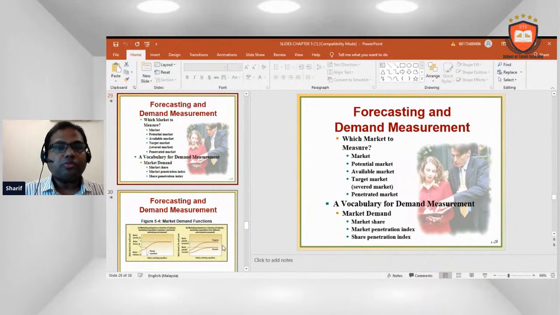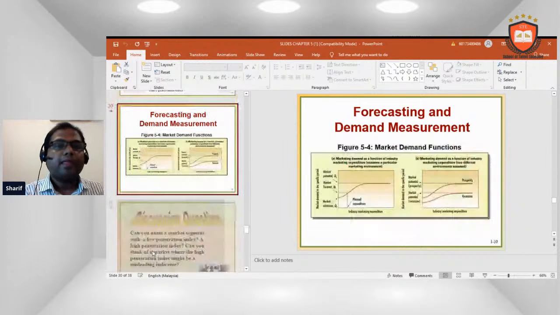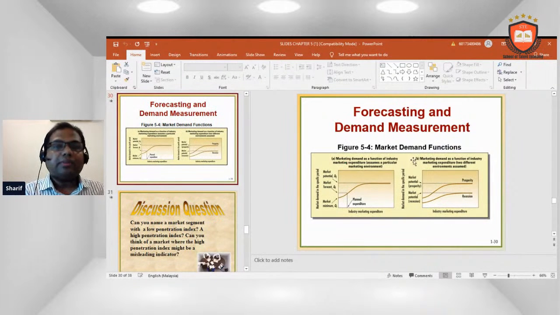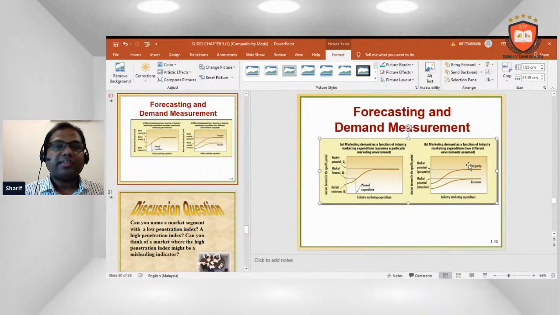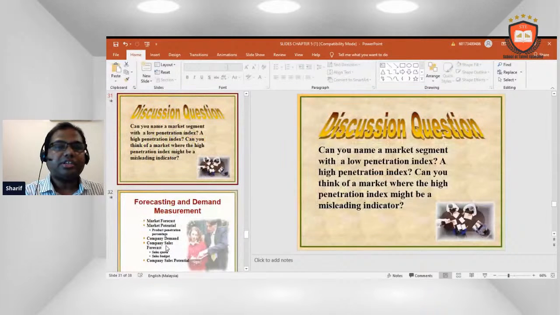So which market to measure? We need to understand the market. We need to understand potential market, available market, target market. Vocabulary for the demand measure: market demand, market share, market penetration index, and share penetration index. So this is the market demand functions. This is very important. When we can understand the market demand functions, at that time we can take necessary initiative.